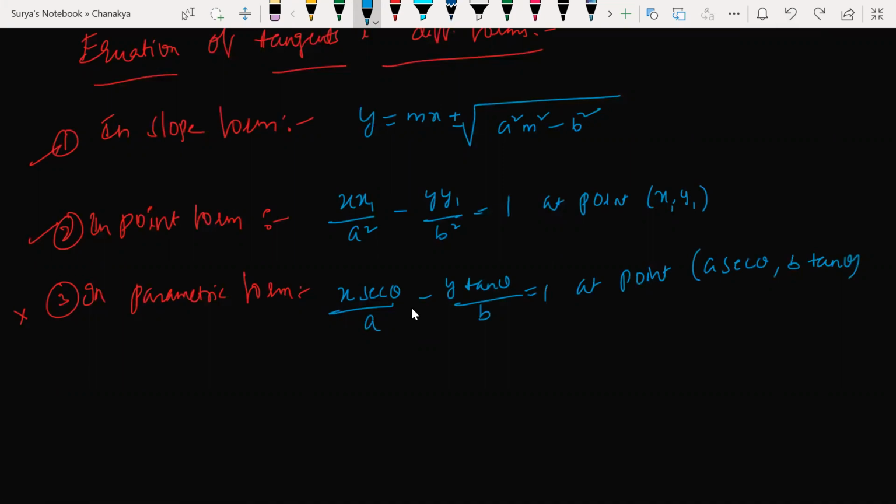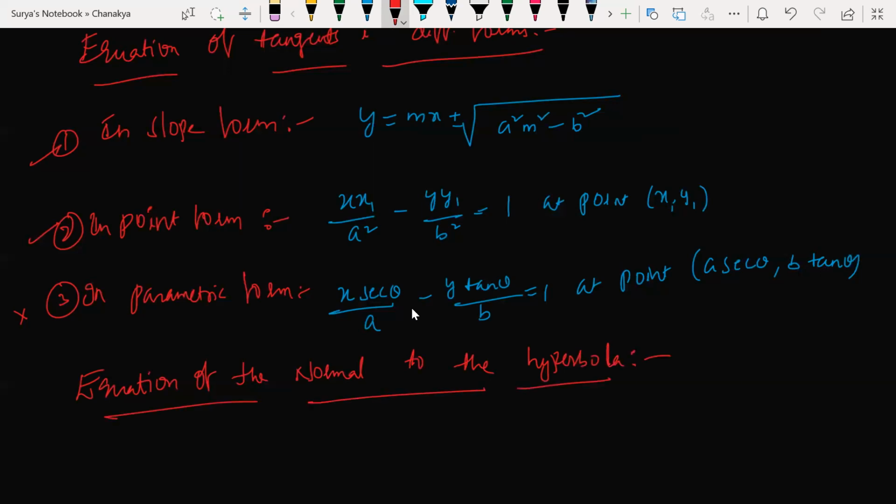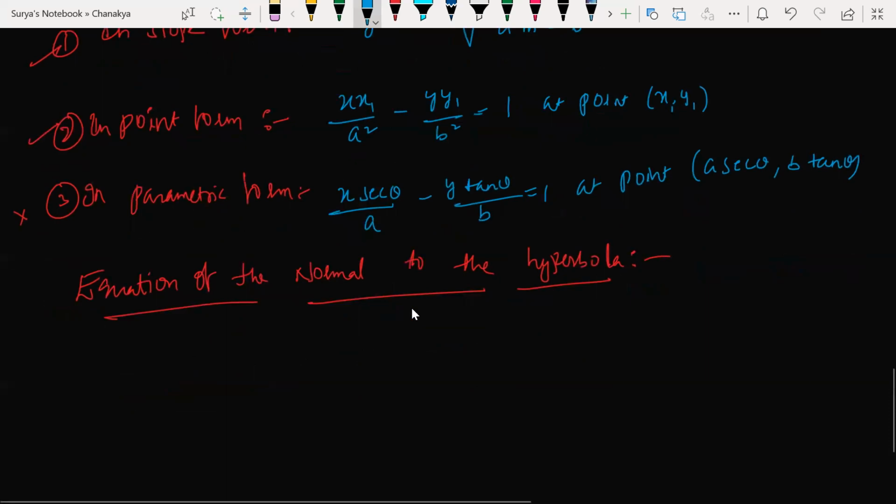Next, equation of the tangent, guys. Very simple thing. Equation of the normal. We learned tangent, now the equation of the normal to the hyperbola. How can you prove this? Guys, I told you the way of proving all this. There is no difference in the way of proving. All have the same proof. In a similar way you can prove all the stuff.